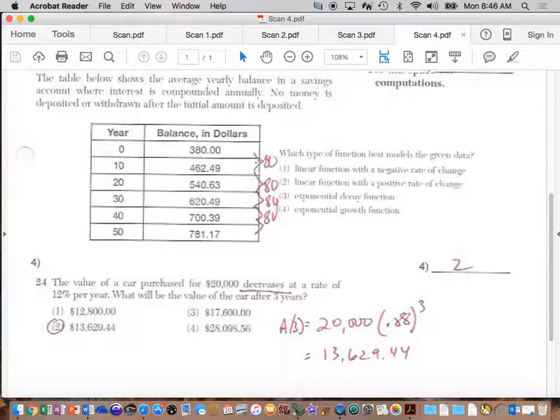Okay? So if it goes up or down by the same amount over and over again, and in this case, every one of them is just about 80, that's linear. If it's not a consistent amount, then it is either exponential, possibly quadratic, but for the most part, it's going to be exponential. All right.